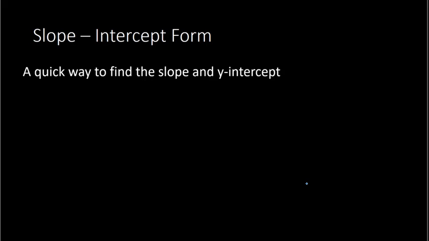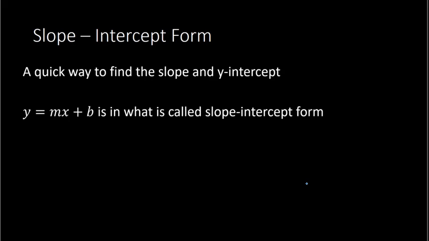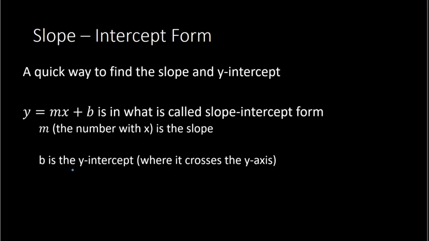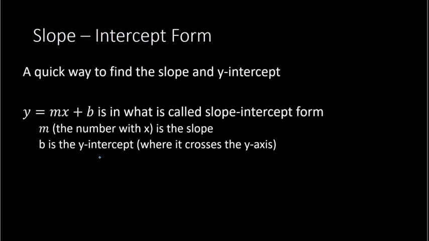Now to do this, we want to put it into slope-intercept format, and that's going to look like this: y equals mx plus b. So this is slope-intercept form, where it's solved for y, and m is the number with the x, and m is going to be your slope. And then b, the number being added or subtracted, is the y-intercept, which by definition is where it intercepts or crosses the y-axis.